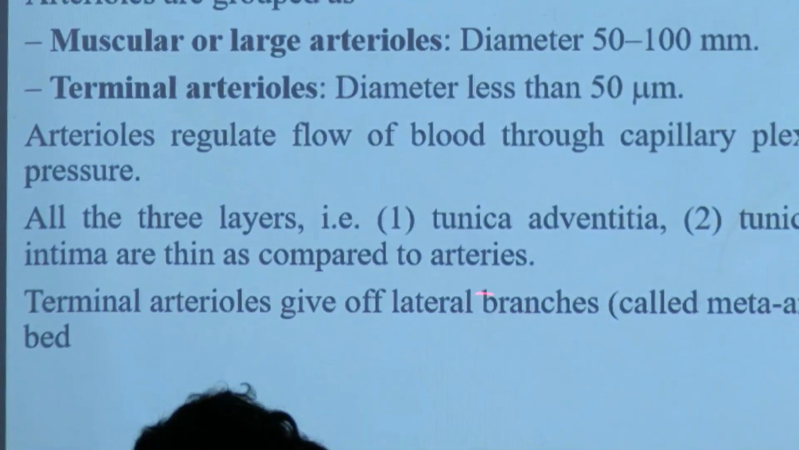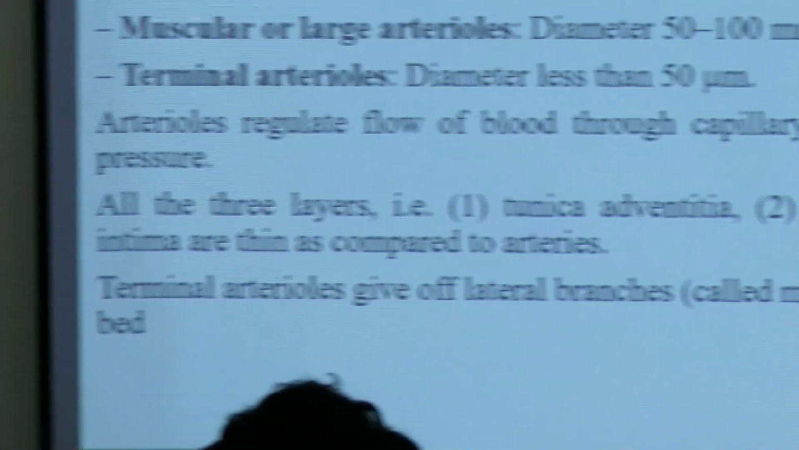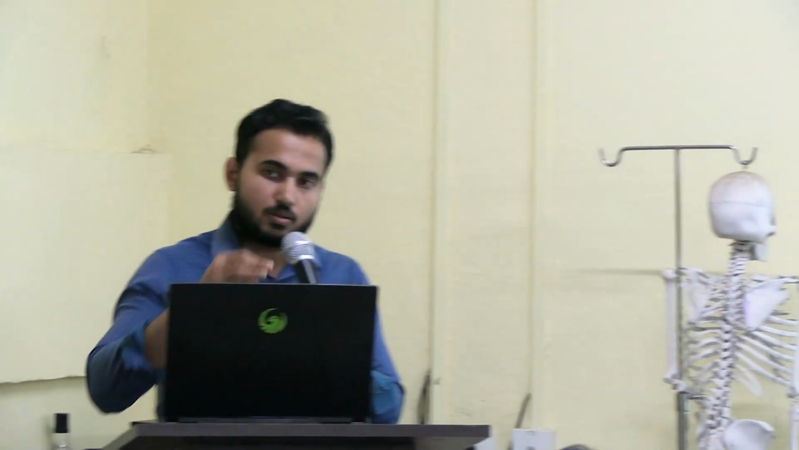Now terminal arterioles give off lateral branches, and those are called meta-arterioles. This is very important. Meta-arterioles are also present in the capillary bed. From arterioles we are getting the capillary plexus, but they are giving some lateral branches, because as I have mentioned, arterioles are the smallest arteries. But from there also lateral branches come out, which form the meta-arteriole.